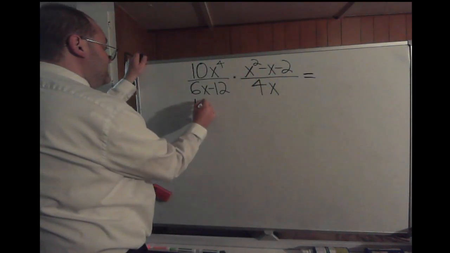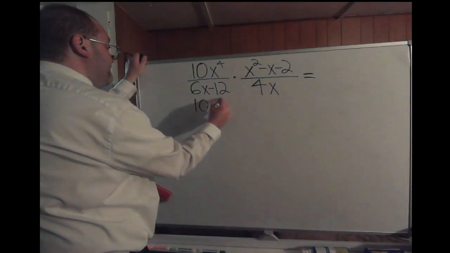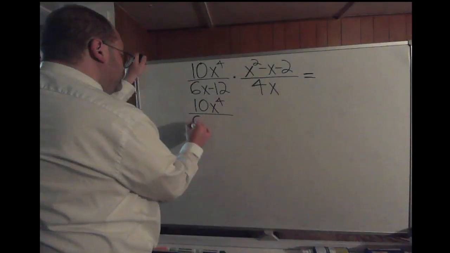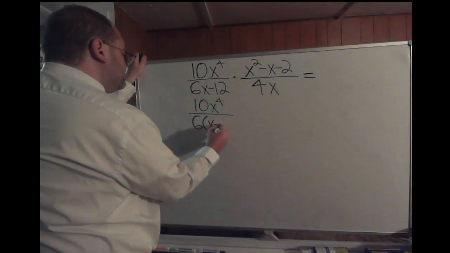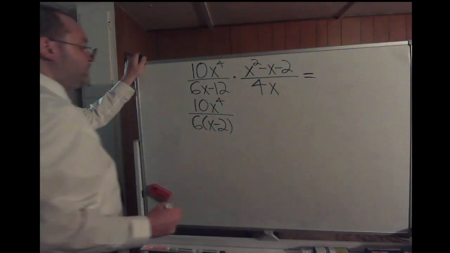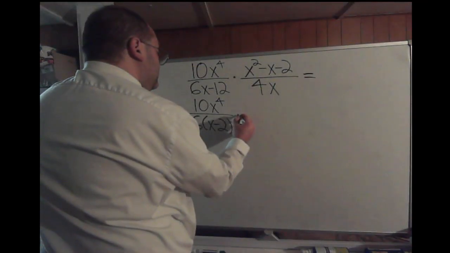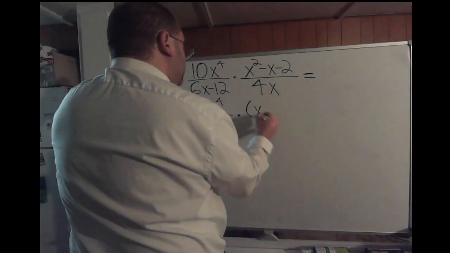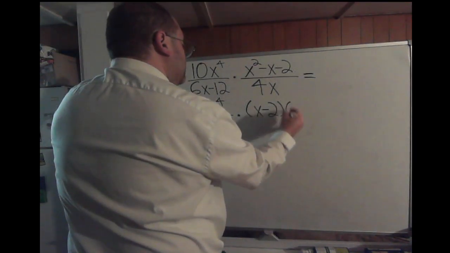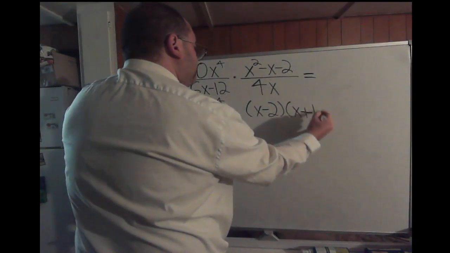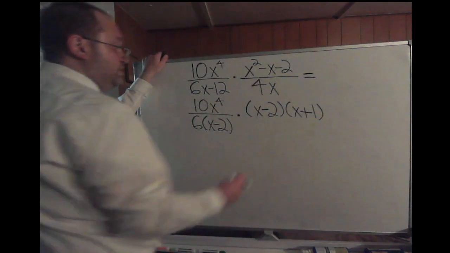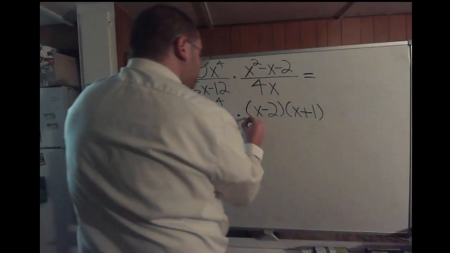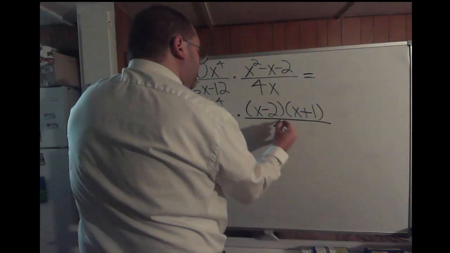You would have 10x to the 4th in your numerator. Now factor 6x minus 12, you would get 6 times the quantity of x minus 2. Okay? Times, let's factor out the x squared minus x minus 2. You would get x minus 2 times x plus 1. So x squared plus x minus 2x, that's minus x minus 2. Okay, perfect. That's the factorization, all over 4x.